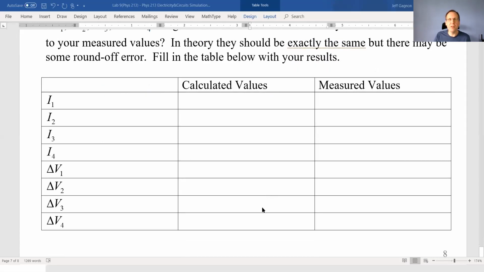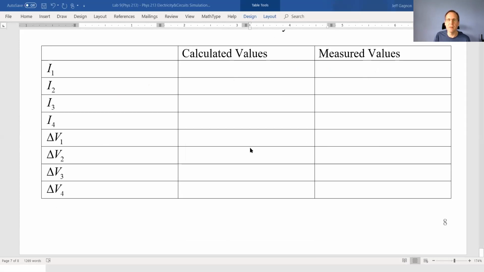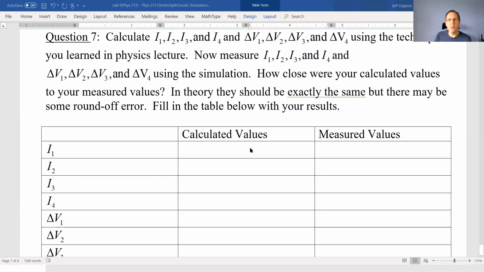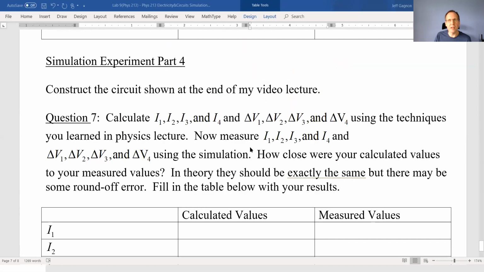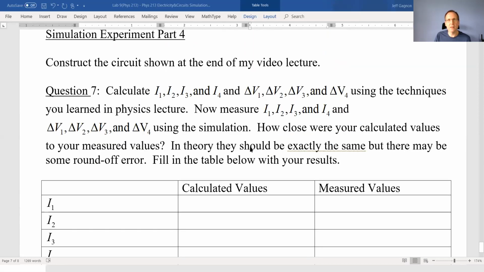You don't have to do any percent experimental errors. Hopefully they're pretty close, right? So tell me how the measured values compared to the calculated values. All right, so let me show you the circuit that I want you guys to construct.